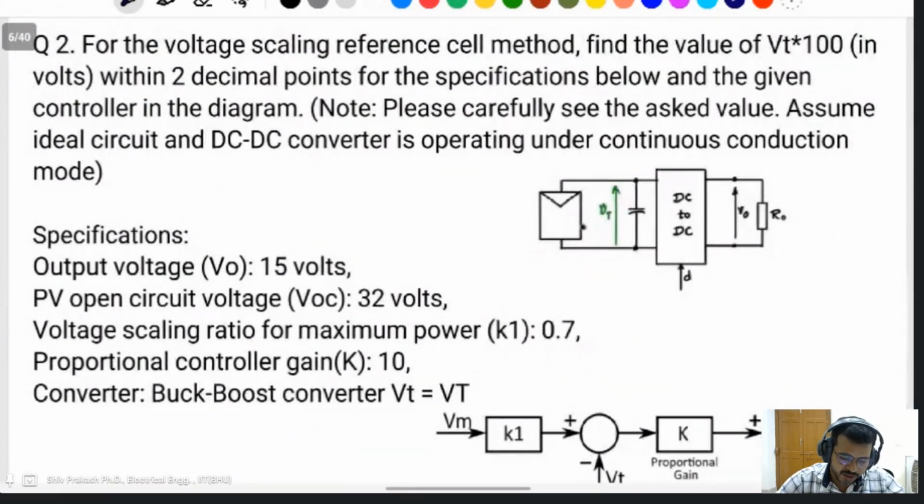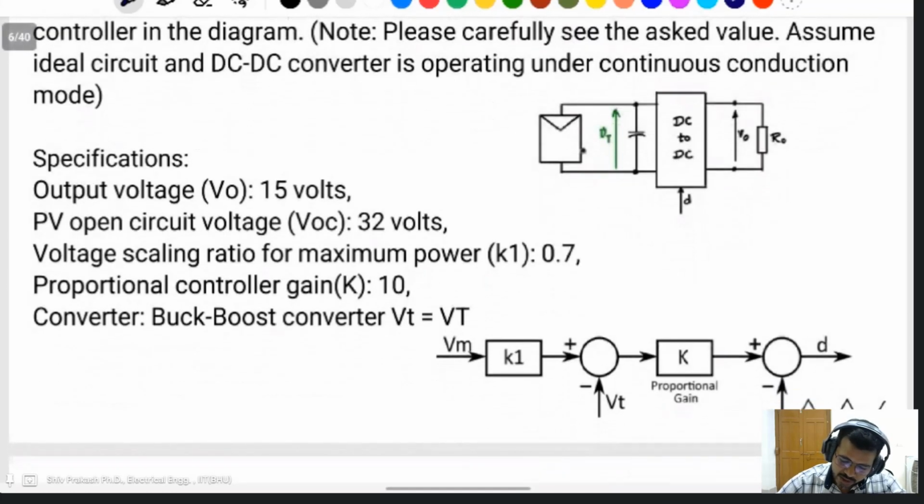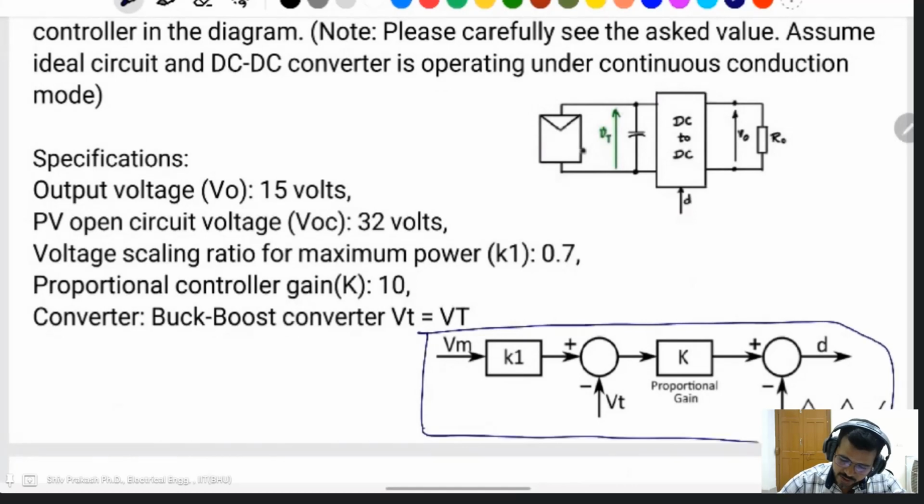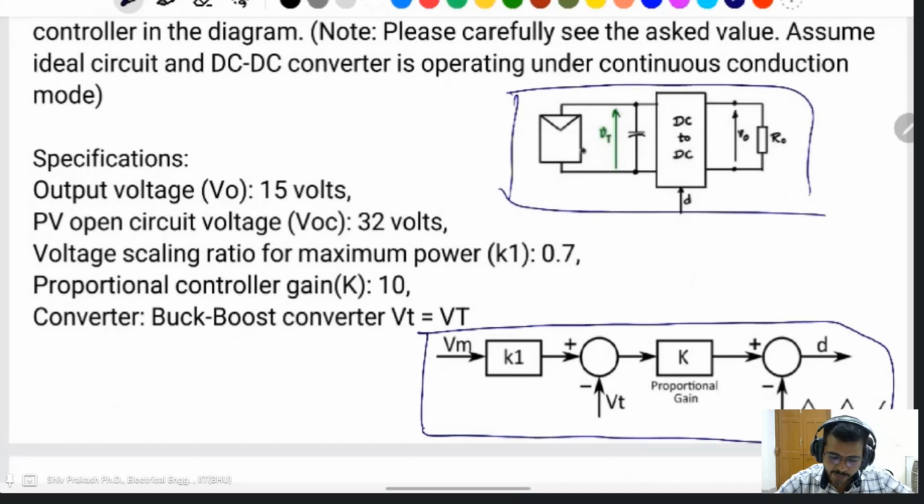Okay. For the next question, for the voltage scaling reference cell method, find the value of Vt into 100 in volts within 2 decimal points, for the specification below and the given controller in the diagram. The controller is given here. This is the converter, which is applied for the MPPT.